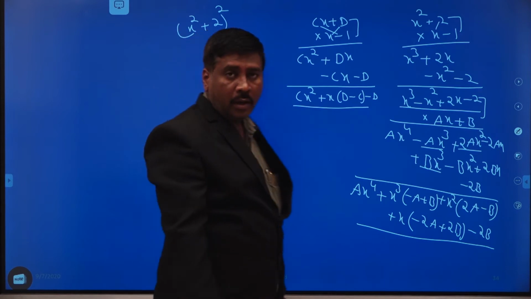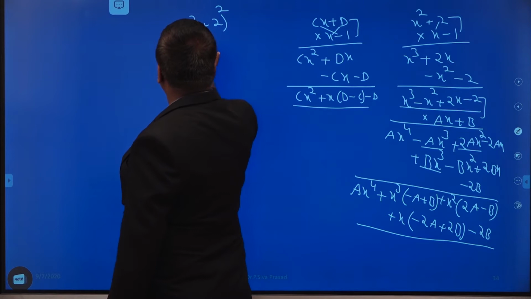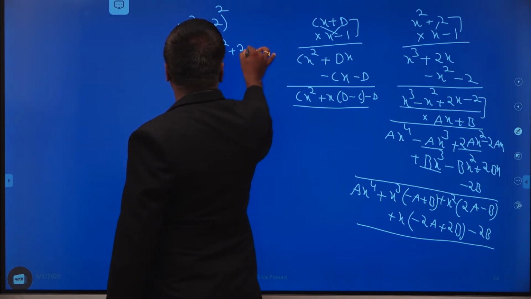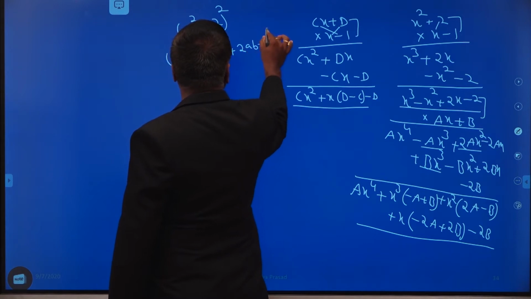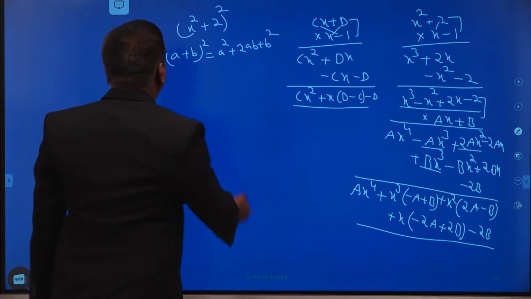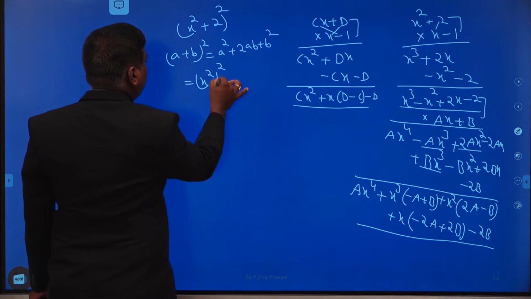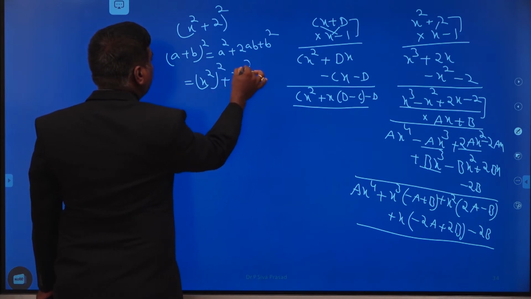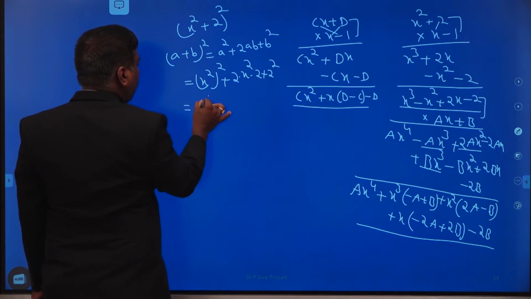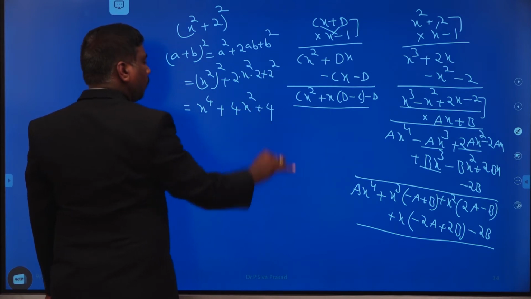How do we multiply here? Basically you know the formula: (a plus b) whole square is equal to a square plus 2ab plus b square. This formula you already have to know. So here I have to apply this formula. This is equal to (x square) whole square plus 2 into x square into 2 plus 2 square. Then this is equal to x to the power of 4 plus 4x square plus 4.